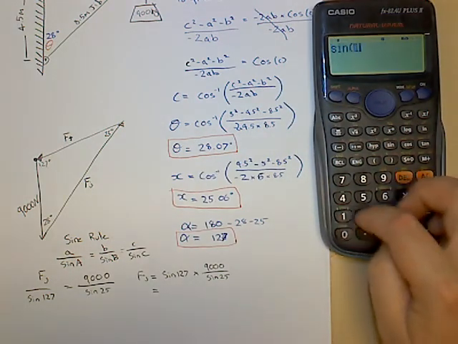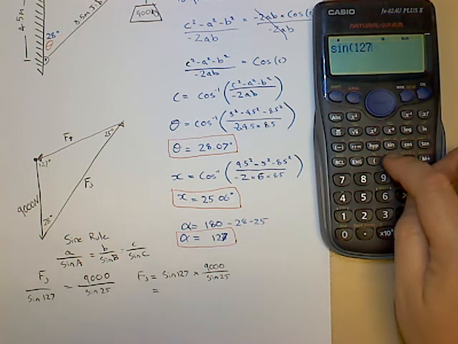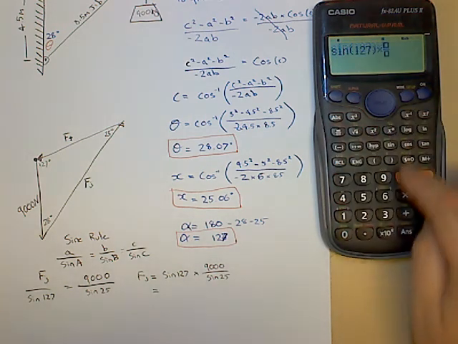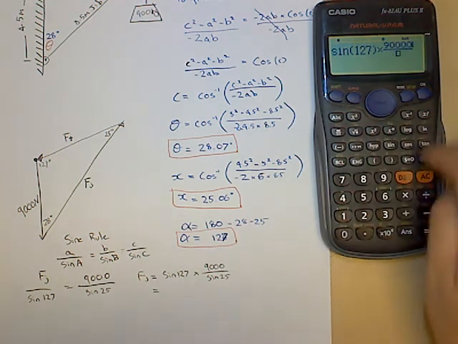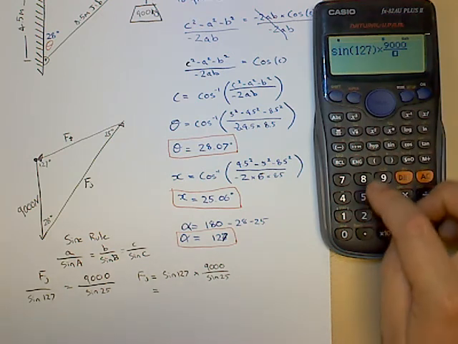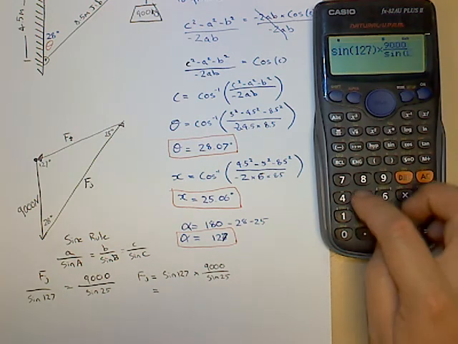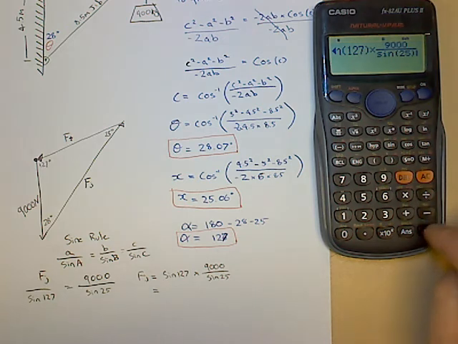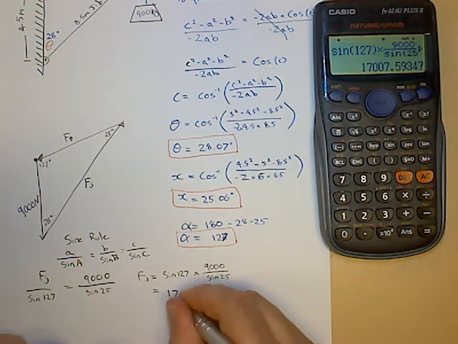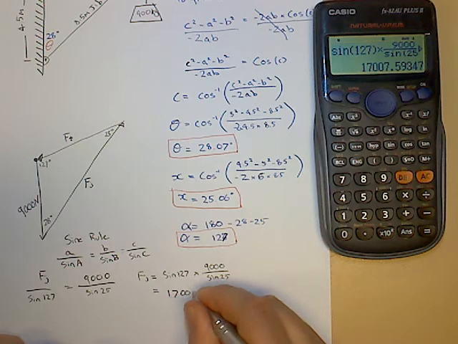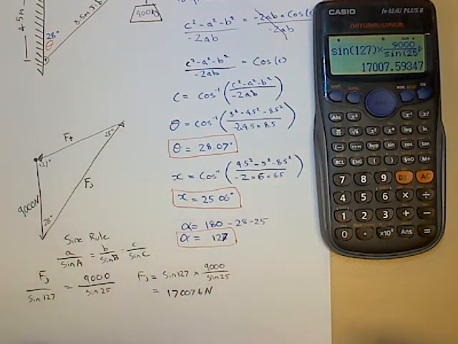sine 127 times by 9,000 over sine 25 equals 17,007.6 newtons. Seems like a lot, but makes sense because it's holding it out at quite a distance.